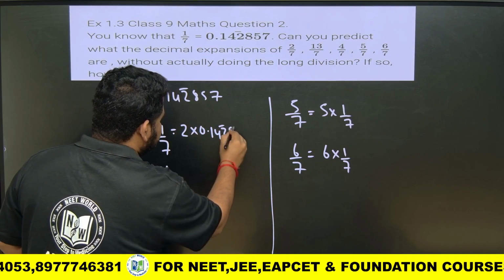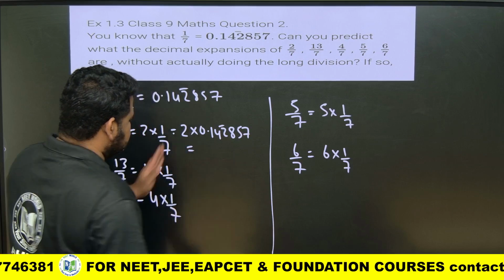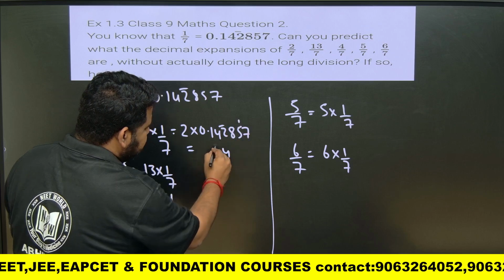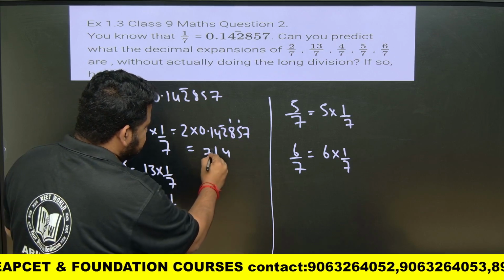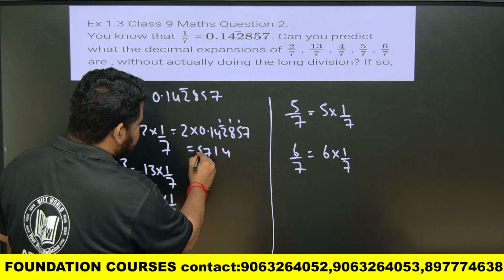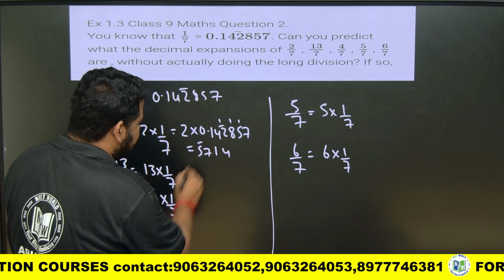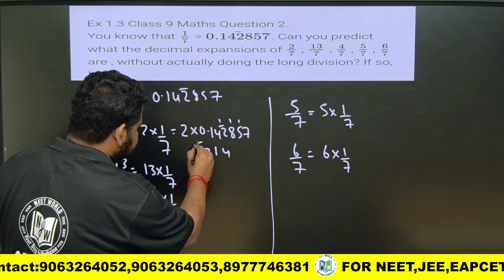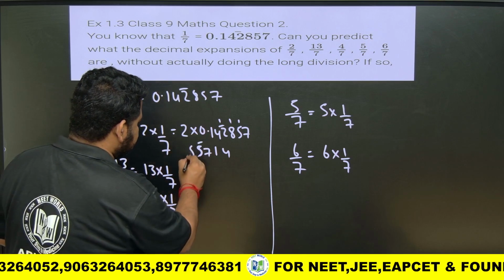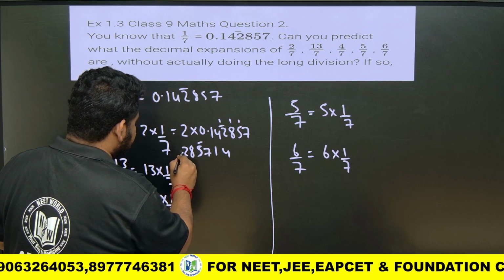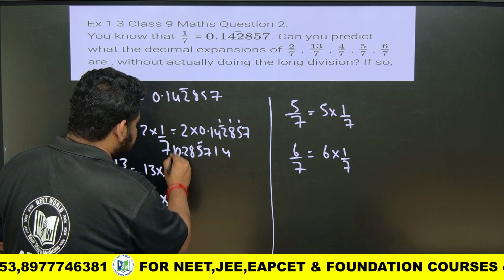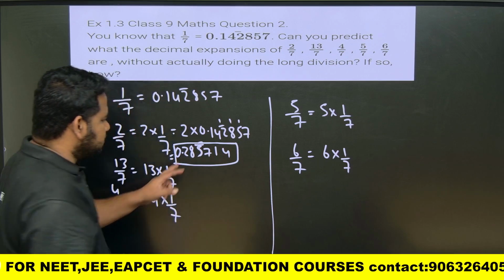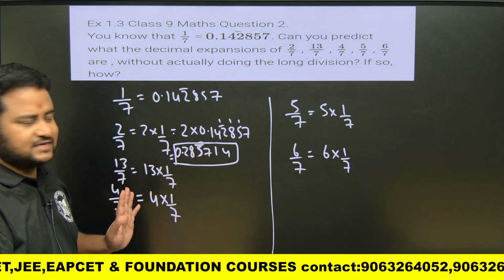0.142857 with the bar. So this will become equal to what? If I multiply by 2, 2 7s are 14, I have to multiply on this side. 2 5s are 10, 11, 2 8s are 16, 17. 2 2s are 4, 5, and on the 5 there should be a bar. 2 4s are 8, 2 1s are 2. The answer will be 0.285714 with the bar. This is the answer to this question.